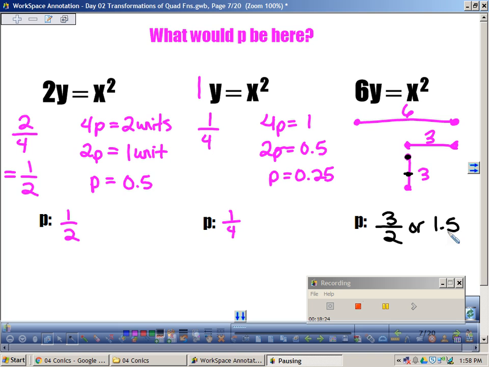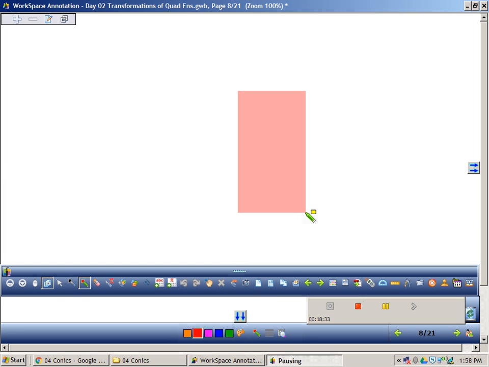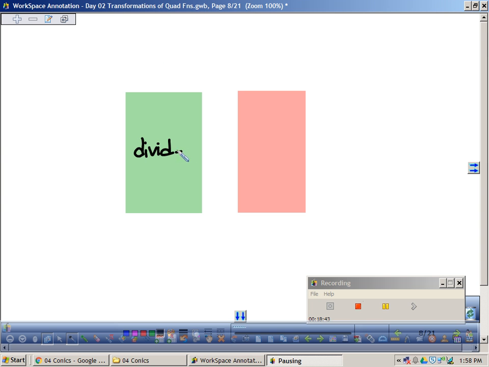Okay, I'm just curious, guys. You guys tell me with your red or with your green. Did you divide by 4? Or did you cut in half and cut in half again?